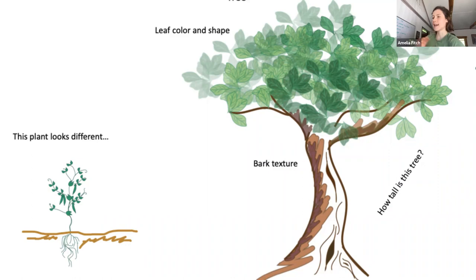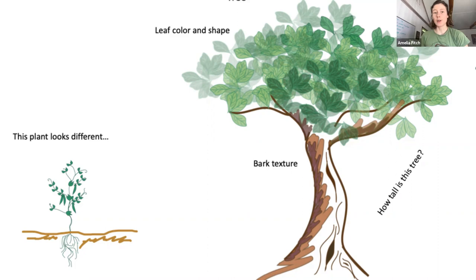So when you're walking through a forest and you notice a tree, you might notice the different leaf color and shapes. You might notice different bark textures and colors. You might wonder, oh, this tree is taller than that tree. I wonder why. I wonder if it had something to do with the amount of light and how that tree was able to access light as it grew.